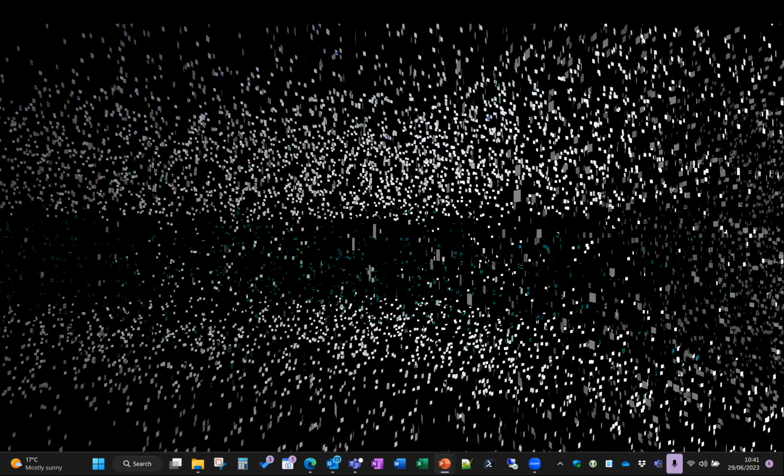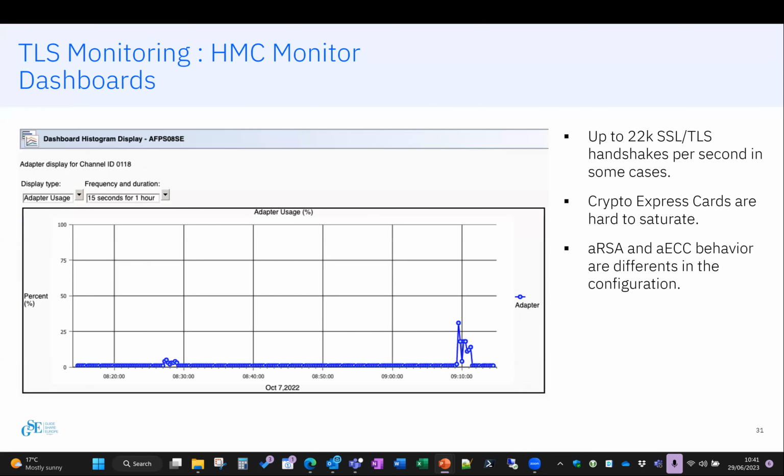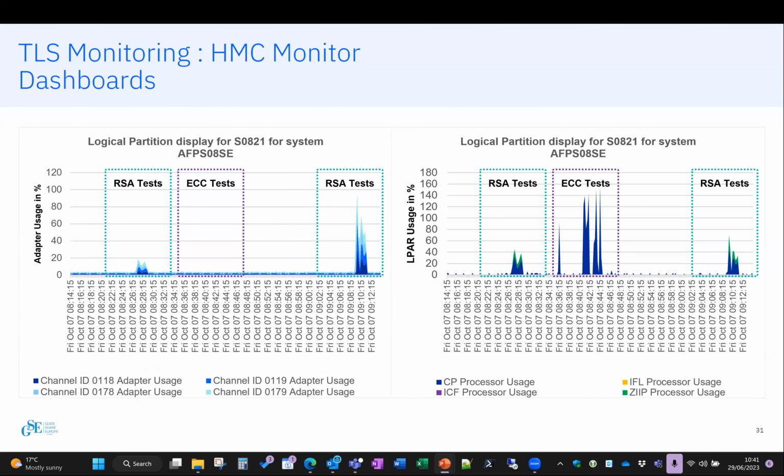Another thing that is important also is using the HMC. Thanks to the API or directly with the dashboard history display, you can select particular adapters or all of them, and you have an idea of what you are doing for a given Crypto Express adapter, which is cool to check the saturation point with a 15-second interval of your crypto adapters. So I was able to reach 20K, 22K SSL handshakes per second, and I was able to check the use of the Crypto Express cards.